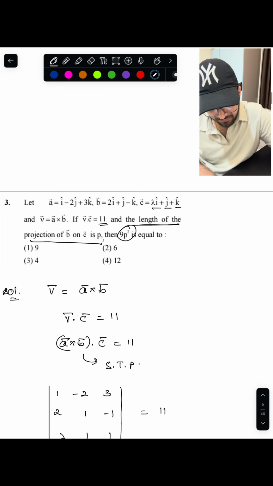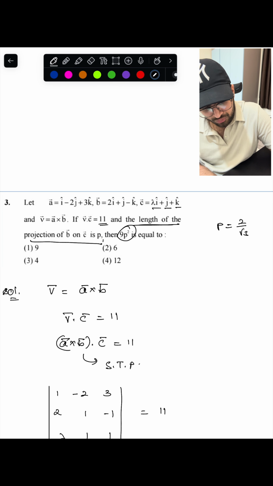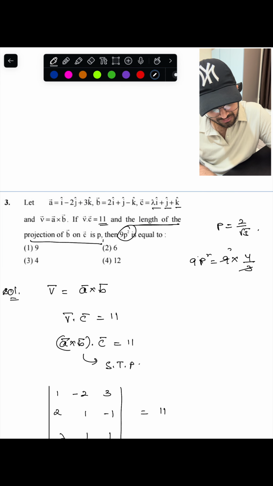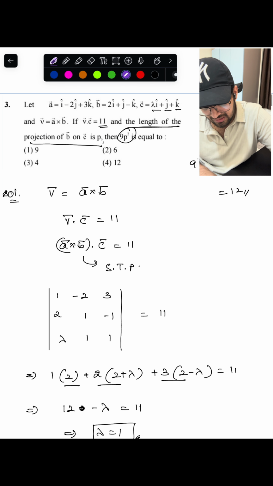Now what are they asking for? 9P square. So P you got as 2 by root 3. We need 9P square, which is nothing but 9 into 4 by 3. So 3 cancels out, and you get 12. So the answer of this question is 12.